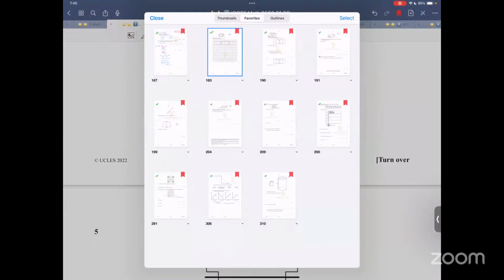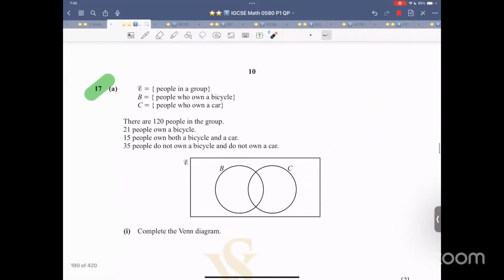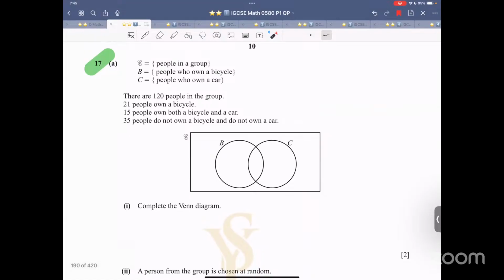Let's move to this one. The ones that I've done, I'm removing it. Something to do with set notation. People in a group, that is the universal set. People who own a bicycle, that is B. C for car. There are 120 people in the group. 21 own a bicycle. That means this whole circle is 21. That is B. That is this 21.